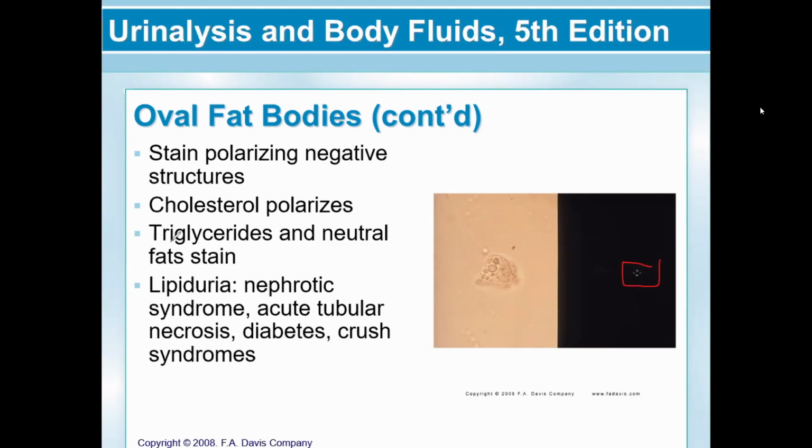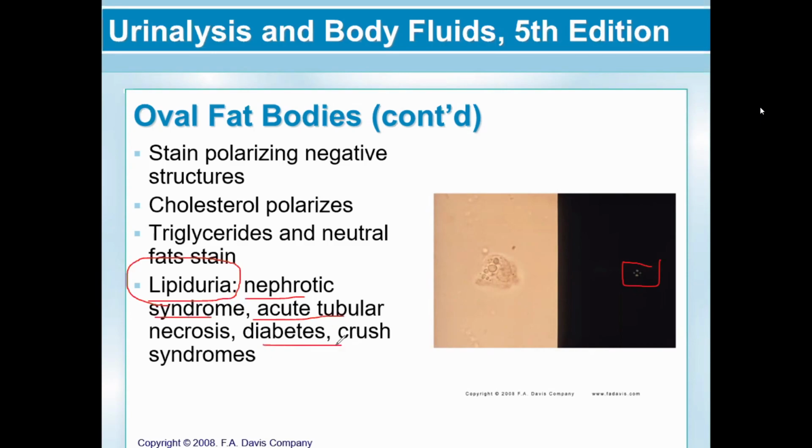So, triglyceride and neutral fat stains can be used. That's your Oil Red O or Sudan III to identify whether they are triglycerides or neutral fat. Why? Because with your polarizing microscope, they do not polarize. Only cholesterol does. So what is the clinical significance? We can see this in lipiduria, the presence of lipid in urine, in conditions like nephrotic syndrome, acute tubular necrosis, diabetes, and crush syndromes.